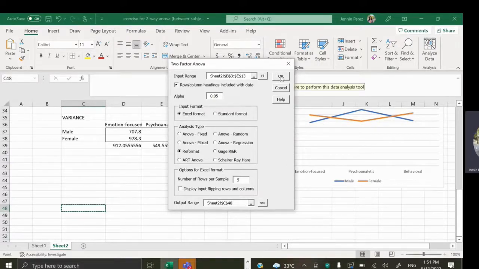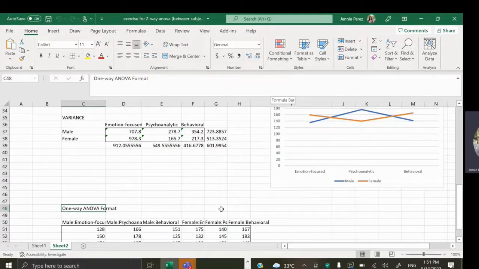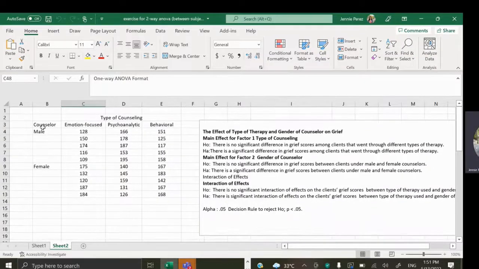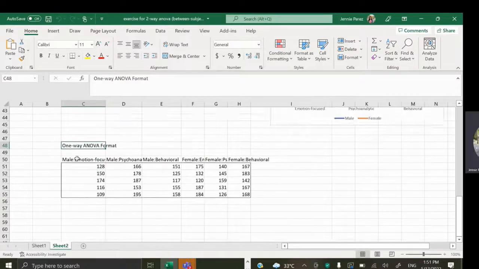And then we can now check for normality. So here, we can see that we have a 3x2 presentation of our data. We have reformatted the data in such a way that they are aligned in this way, which would be available for one-way ANOVA format.